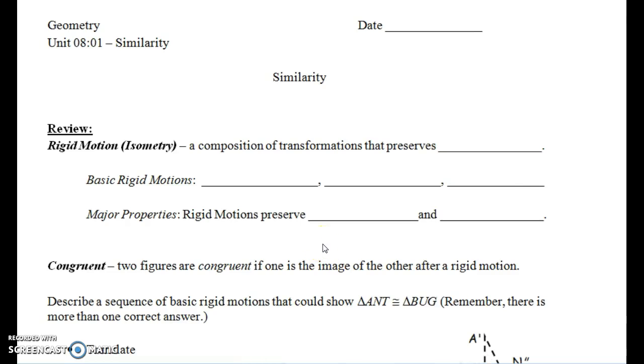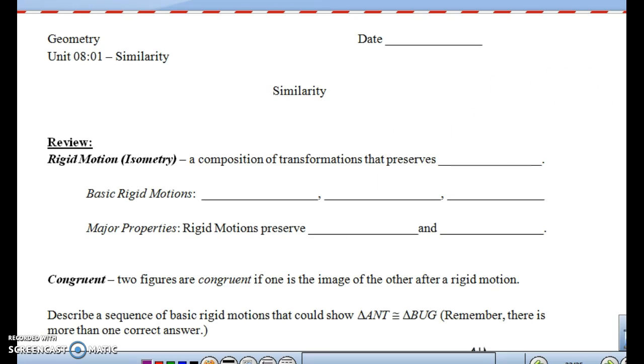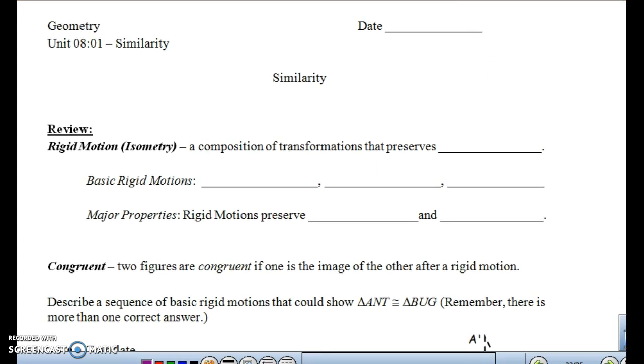This is Geometry Unit 8, Lesson 1 on similarity. When we're doing similarity, what we're going to be looking at are figures that are similar to each other instead of just congruent. So let's review how we know things are congruent first. Well, let's talk about rigid motions.